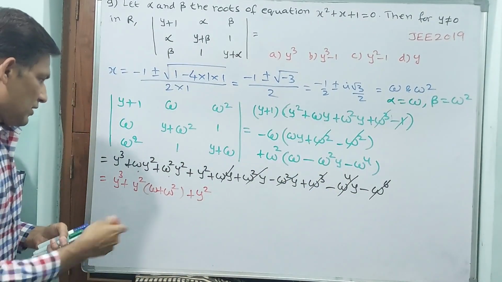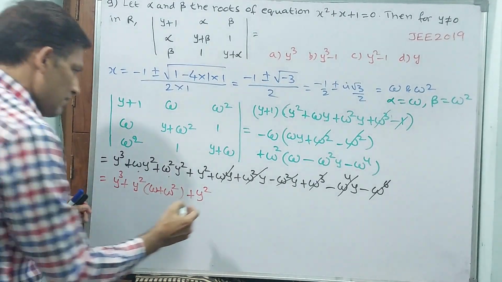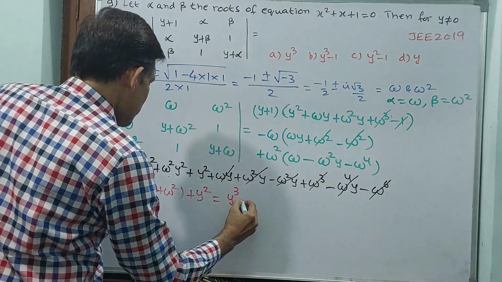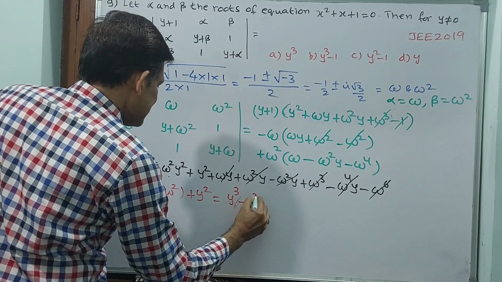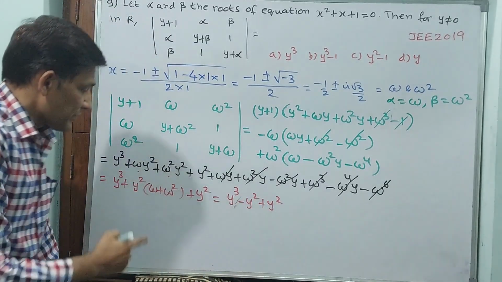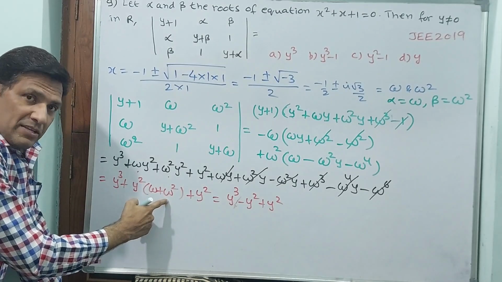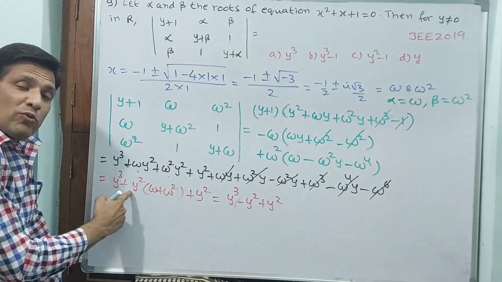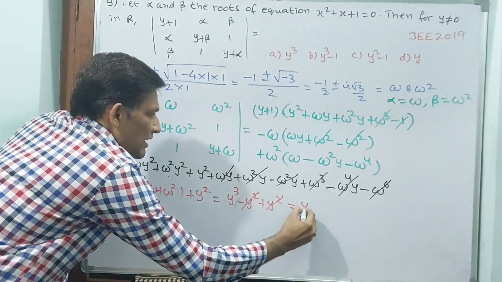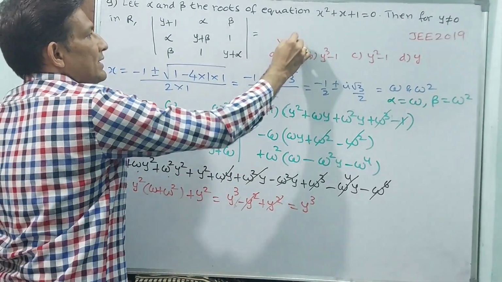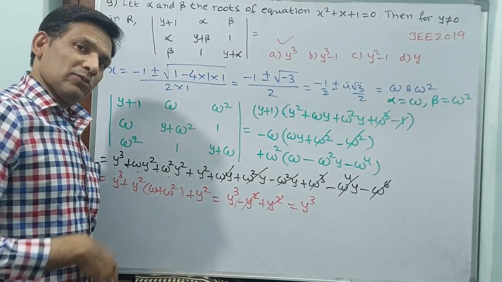Now still further, see what I want to say. Y cube minus y square plus y square, y omega plus omega square is minus 1. Minus 1 into y square is minus y square. Minus y square plus y square cancel out. Final value is how much? Y cube. This will be your answer. Let us go for the next question.